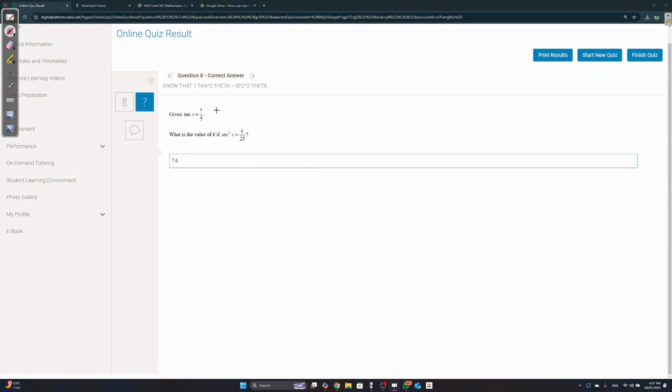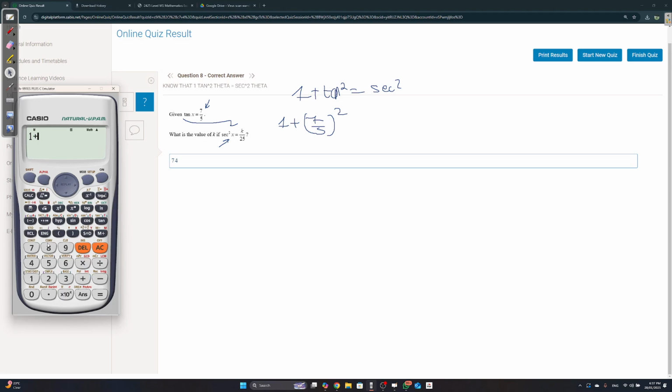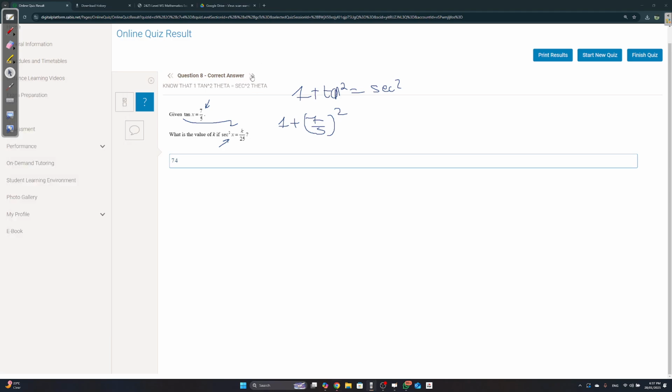Okay, let's go. Tan x is equal to 7 over 5. What is the value of k if secant squared x is k over 25? Relate tan to secant. We know 1 plus tan squared is equal to secant squared. So that means secant squared is just going to be equal to what? 1 plus tan squared. So 1 plus 7 over 5 squared. Let's do it fast. 1 plus 7 over 5 in brackets, squared. 74 over 25. So k is 74.